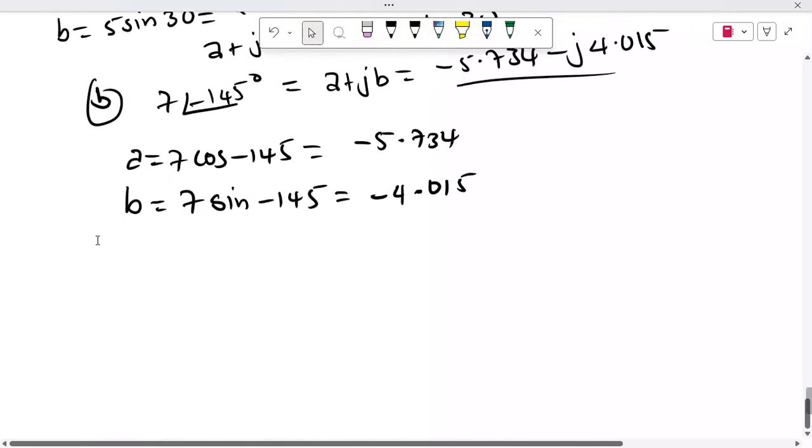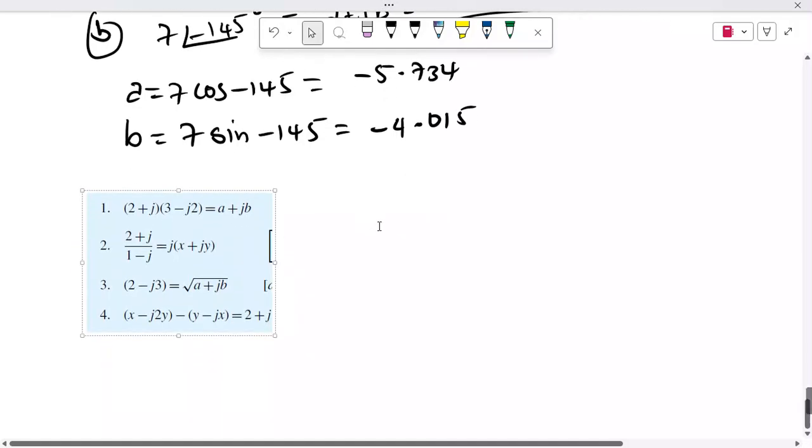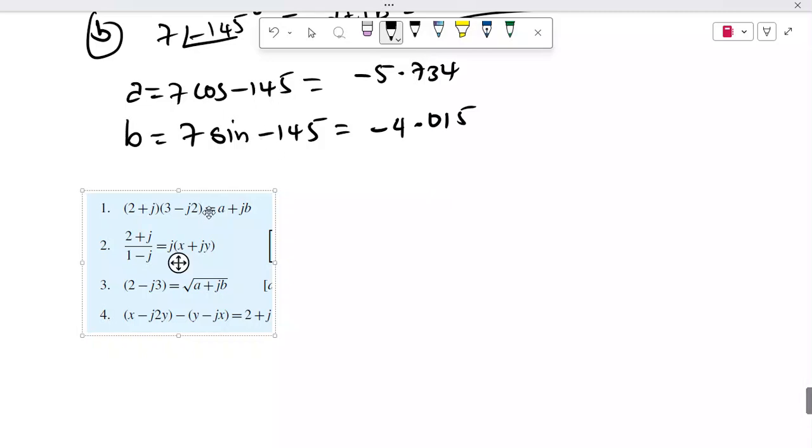Now let's come to this other part, the last part of this video, where you solve equations. The question is: solve the equations. So how do you solve something like this? We've seen how to multiply in polar, so now we come to multiplying in rectangular form, because these are in rectangular form.